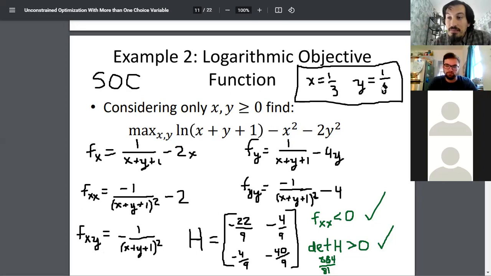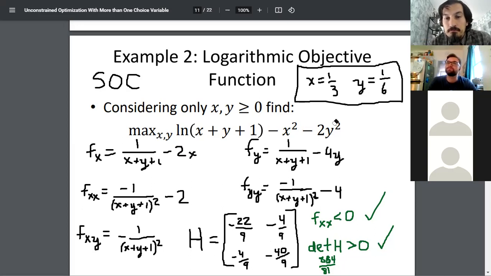We still shouldn't be convinced for sure that that's the actual solution, because it's finicky. What's really going on is best captured by this Hessian matrix. But because the Hessian matrix satisfied both of these conditions, the top left term was negative and the determinant was positive, then we can be sure that this is indeed a local, not necessarily a global, but a local maximum of this function.